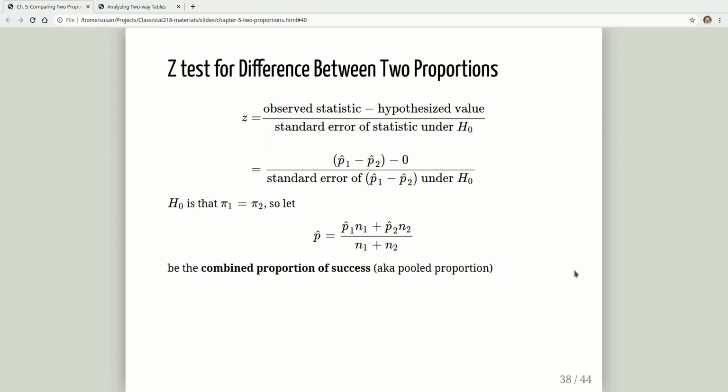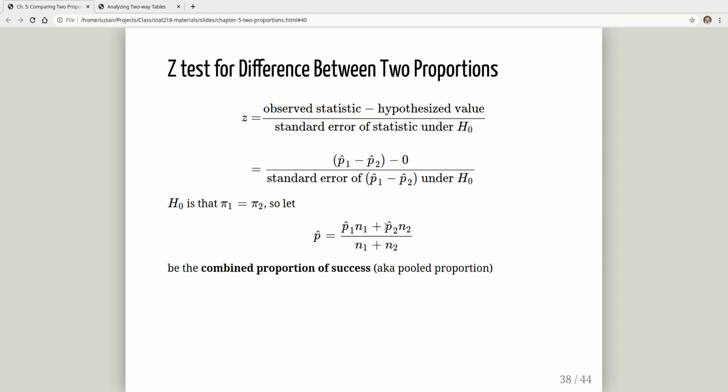As with all of the theory-based inference we've done before, the z-test for the difference between two proportions is the observed statistic minus the hypothesized value divided by the standard error of the statistic under the null hypothesis. So in this case, it is p hat 1 minus p hat 2 minus 0, divided by the standard error of p hat 1 minus p hat 2.